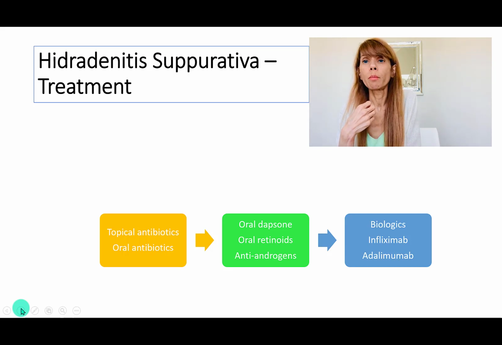Anti-androgens can be used for those predisposed to this condition. And then lastly, nowadays we can use biologic agents, for example, infliximab and adalimumab. The brand names for these are, I believe, Remicade and Humira. These are new hopes for these patients because there's a lot of suffering associated with this condition.